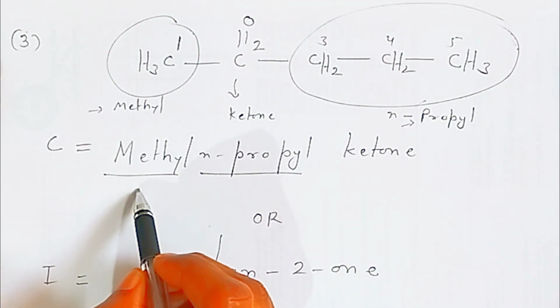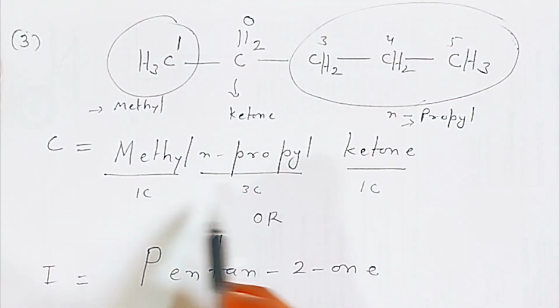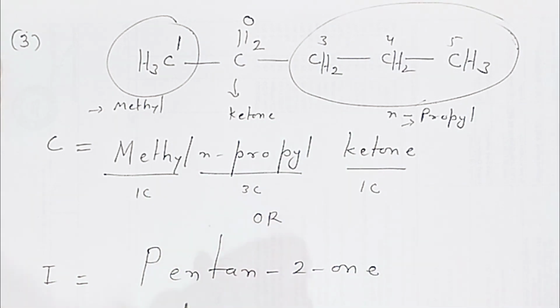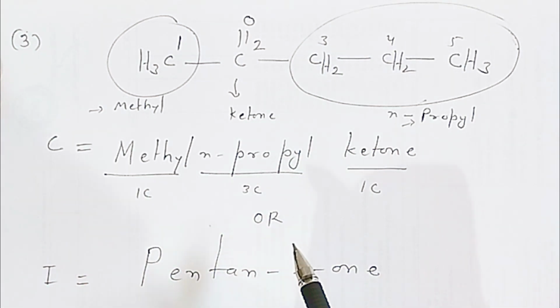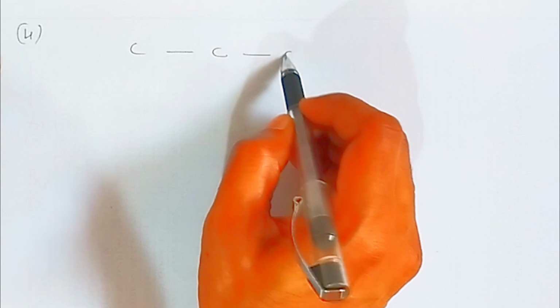So here methyl contains 1 carbon, here it is 3 carbon, and the word ketone gives you 1 carbon. So total 5 carbon molecule. Methyl n-propyl ketone is nothing but pentan-2-one. Very important, students, in the examination. Sometimes they may ask match the column. So this way you have to understand the carbon count and the IUPAC name.